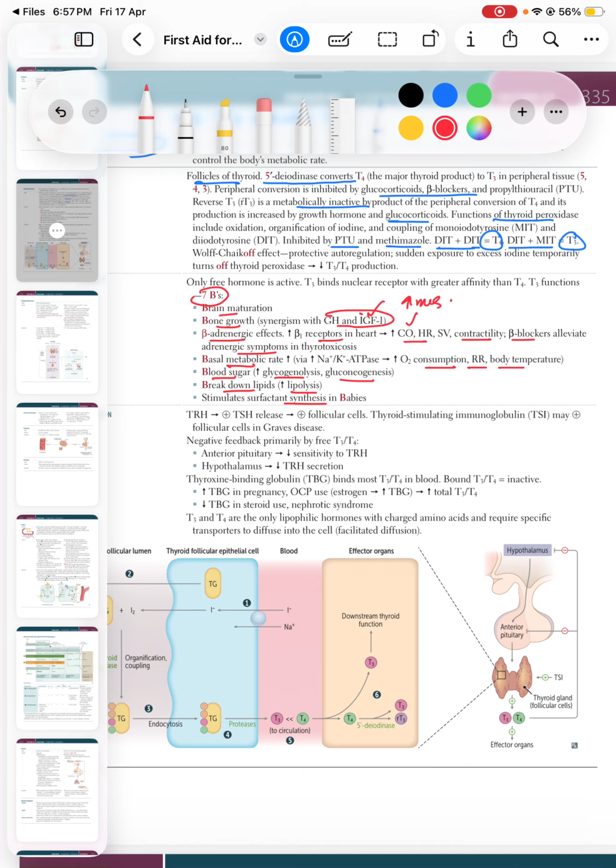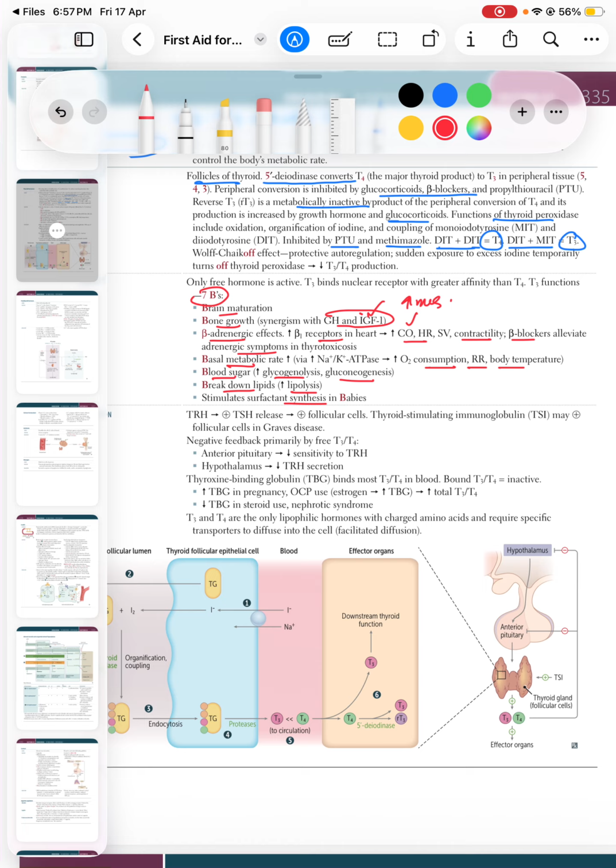Then basal metabolic rate is also increased via the sodium and potassium ATPase pumps. The thyroid stimulating hormone increases the sodium and potassium ATPase pump. It increases O2 consumption. As a result, respiratory rate is increased and body temperature is regulated.